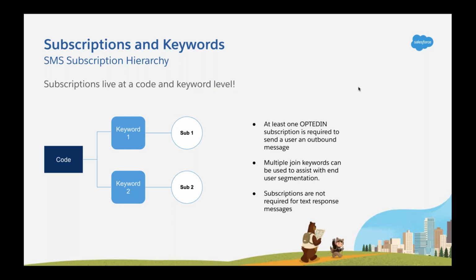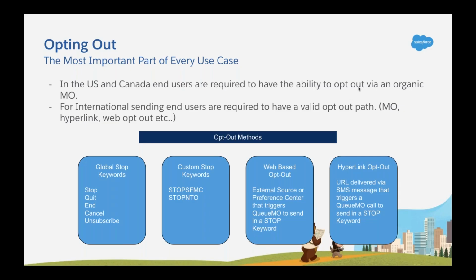And then the last but not least is that a subscription is actually not required for text response messages. The act of an end user actually sending a message into the platform is a direct request for data. So those text responders that you were able to set up in Mobile Connect will work regardless if a subscription exists for an end user or not.